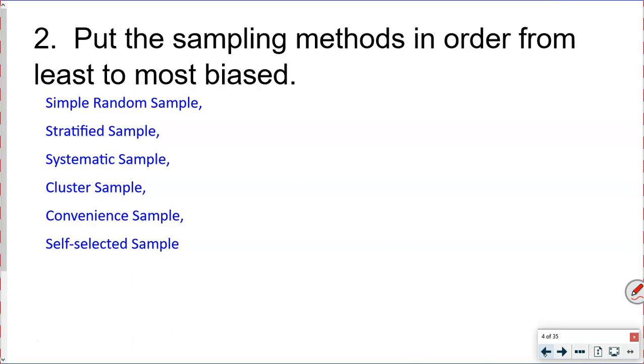Systematic sample is a sample where we take every so many people from a large sampling, and then cluster sample is when we take all of the people from some of the groups. So we group them first with a cluster, and then we take all of the people from some of the groups. Our last two are the most biased: convenient sample, which is usually when you do what's most convenient, and self-selected, which is when you let people choose whether they participate in the sample or not.